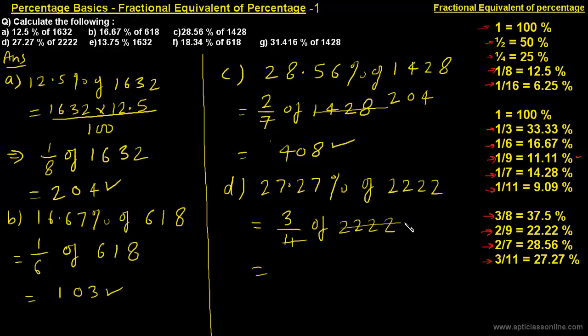That is here 11 2s are 22, 0, 11 2s are 22 again, then multiplied by 3, 3 2s are 6, 0, 3 2s are 6. This is the answer. So we have seen we have solved A, B, C, D, 4 parts. The next parts, that is E, F, G, will be solved in the next tutorial. And we have seen here how easy it becomes once you apply this fractional equivalent to percentage.